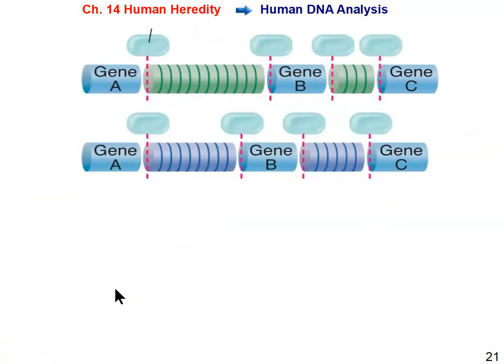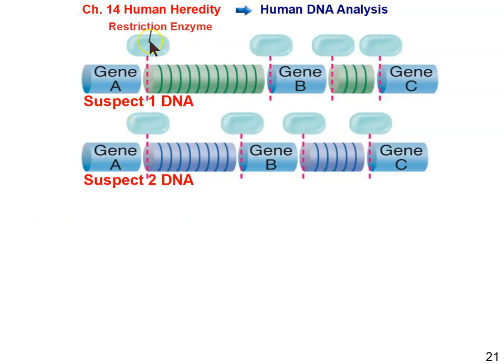So what's the procedure for doing DNA fingerprinting and comparing the number of repeats between these two individuals? Well, here we have suspect 1 and suspect 2 again. And you'll notice that we're using a way to cut up the DNA. And the DNA is being cut up in a very specific way. And we use these things called restriction enzymes to do that.